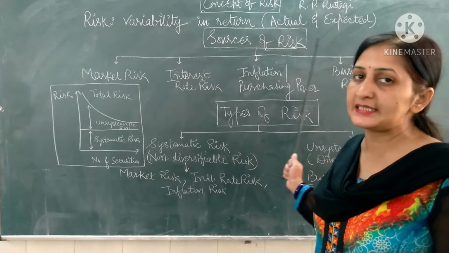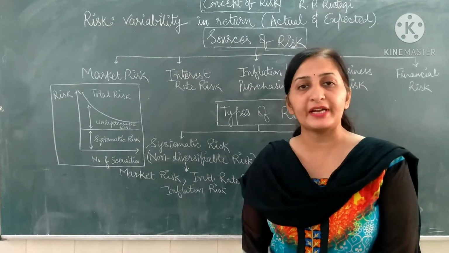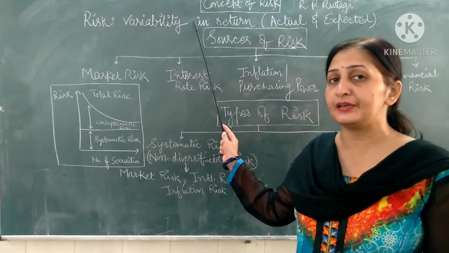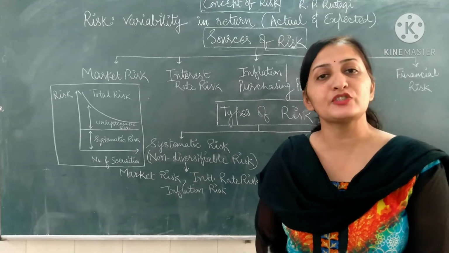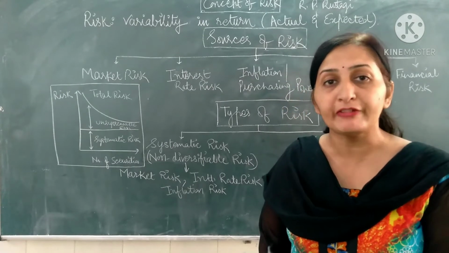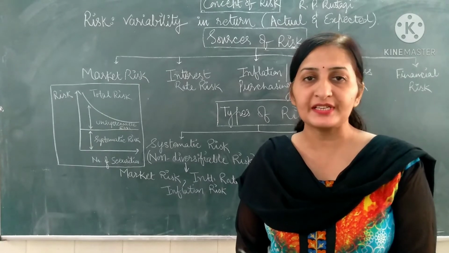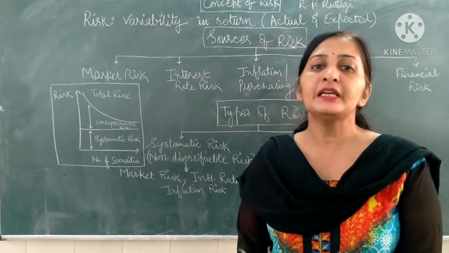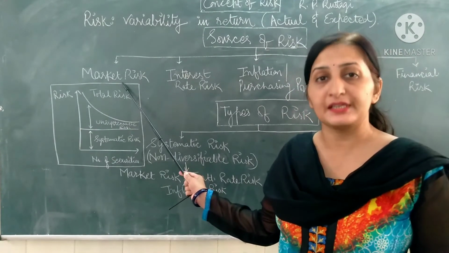Now we can discuss these in detail. Like the very first one, market risk. As we define, market risk means variability in return due to change in market prices. These market prices change because investors react differently to different events. These events may be political events, social events, economic events, etc. Due to this reaction, the market price changes and it gives rise to the risk.